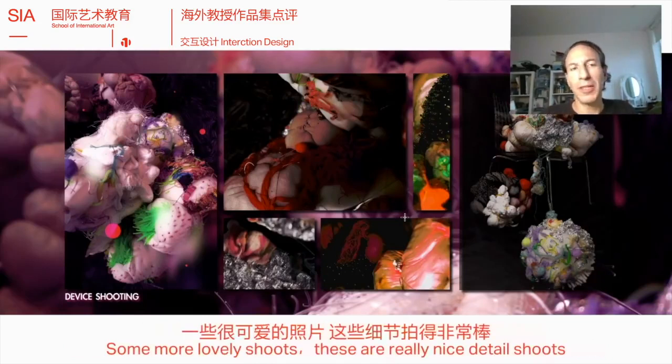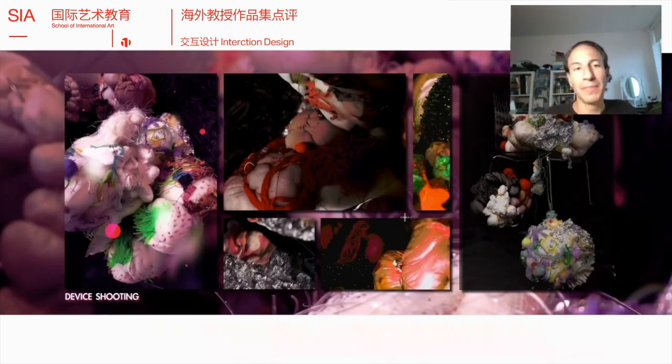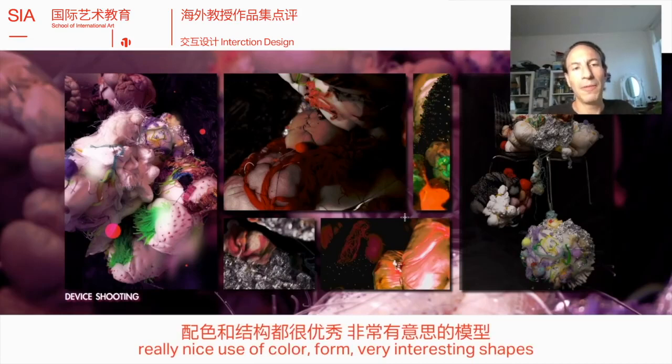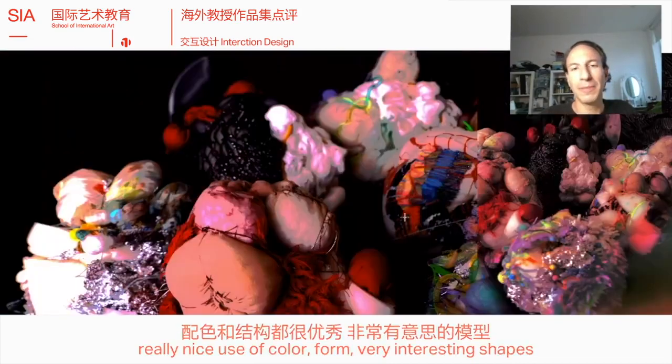Okay, and here's some more lovely shots. These are really nice detailed shots. Really nice use of color, of form, very interesting shapes.